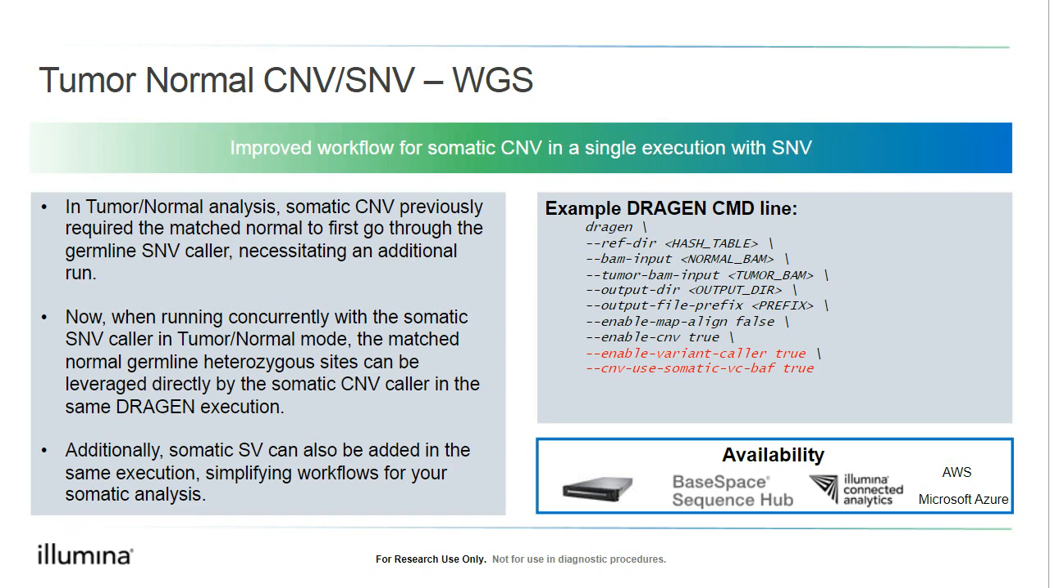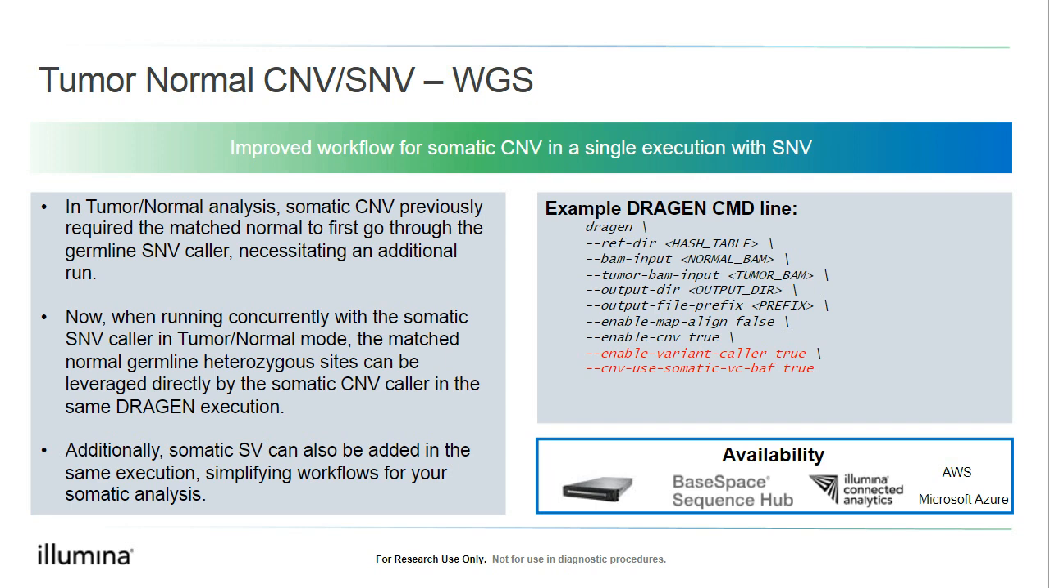In the past, when you were to run somatic CNV calling, we required the matched normal to first go through the germline SNV caller. What that meant was you were doing an additional run. Now in this 3.9 release, when running with the somatic SNV caller in tumor-normal mode, the matched normal heterozygous sites can be leveraged directly within the somatic CNV caller in the same DRAGEN execution. Additionally, somatic SV can also be added in the same execution.